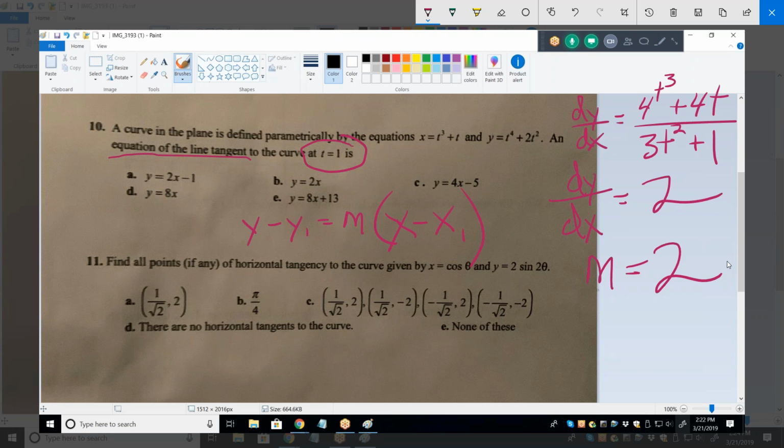And the reason is that you have a point and a slope, whereas with y equals mx plus b, you need a y-intercept. Well, we don't have a y-intercept here. We have a slope for sure. Now the question is, do we have a y sub 1 and an x sub 1? Well, we don't have them yet, but we can certainly come up with them when t is at 1.